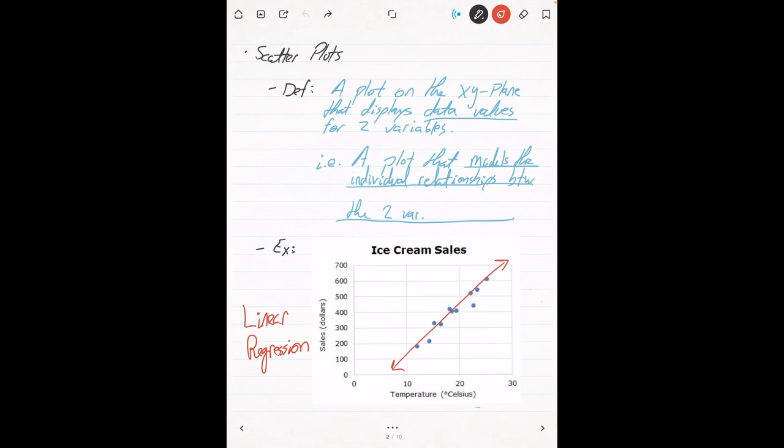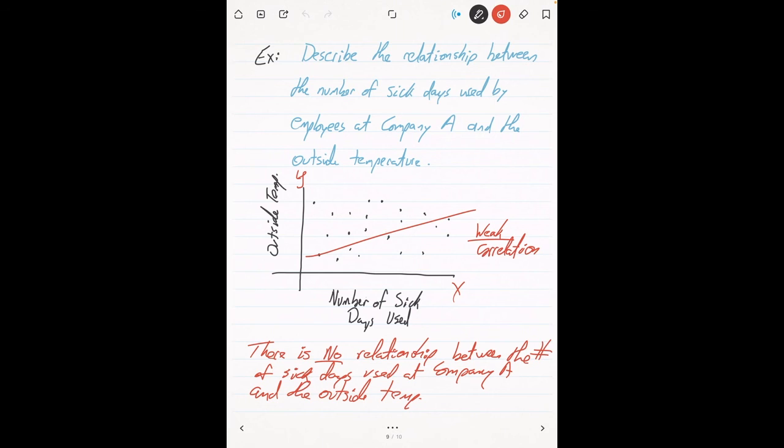While our other example, let's jump back again, this model here is not that tightly packed around the trend line or the line of best fit. It really doesn't fit any type. So we would say there really isn't a relationship, and if we had to describe the correlation between the variables, it's weak. So there's not really much we can say about the number of sick days people used and the temperature outside. That's the idea of what it means to have a scatter plot and how to interpret a scatter plot using lines of best fit and understanding how to interpret those fit lines.